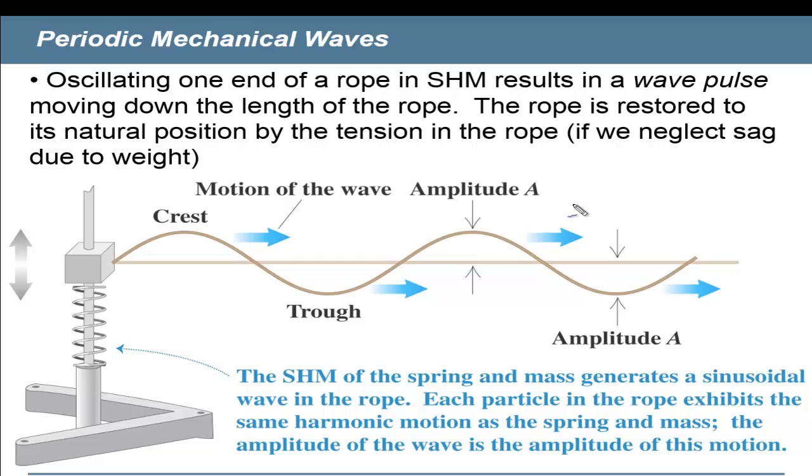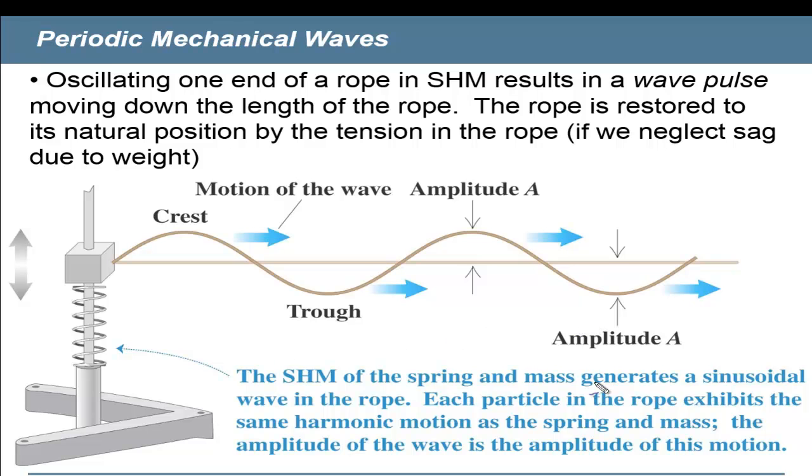And then this rope is restored back to its natural position by the tension in the rope. And actually, gravity and weight would come into play a role as well. But for now, we'll just neglect gravity and the weight of the rope, and we'll just say that it's just the tension pulling it back to its equilibrium position, which would be right here, right? That's a horrible drawing. That's right there. That's its equilibrium position, and the tension will restore it back to that.